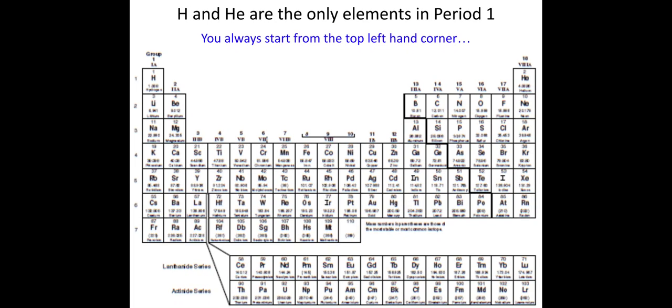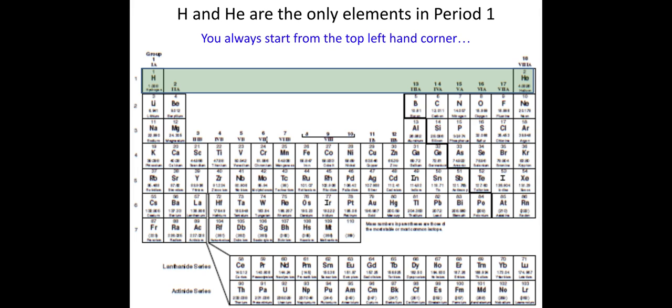Hydrogen only has one electron, so it is found in the s orbital. Helium has two electrons, they will fit in the s orbital. That is why, if you write the electronic configuration for hydrogen and helium, you realize that they have the same type of orbital, which is the 1s. This also corresponds with the period on the periodic table. H and helium are the only elements in period 1, so you always start from the top left hand corner.